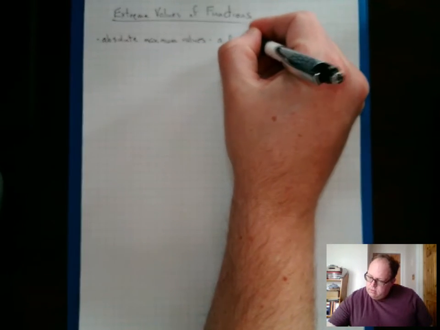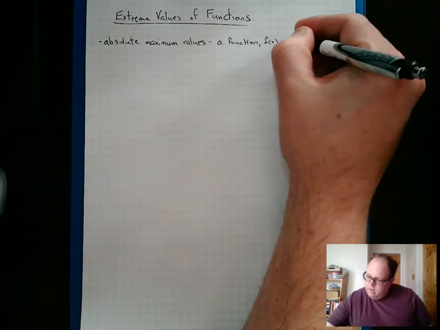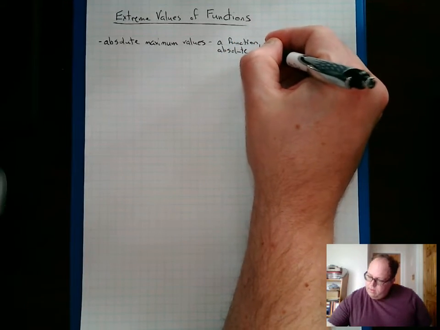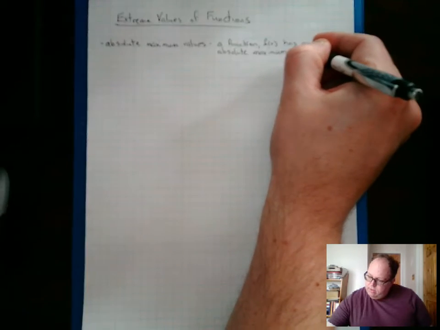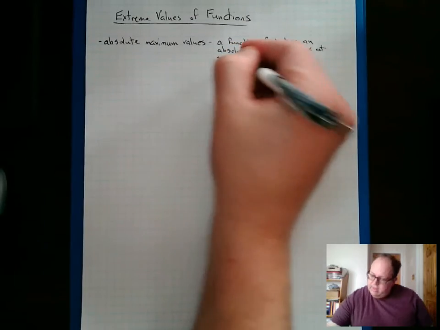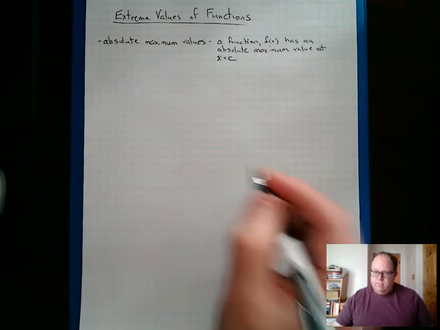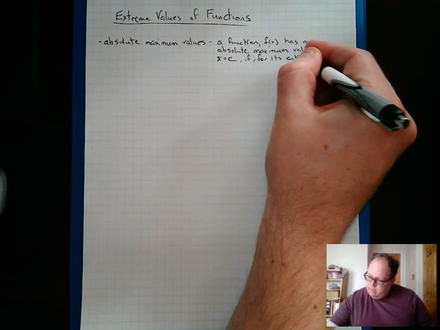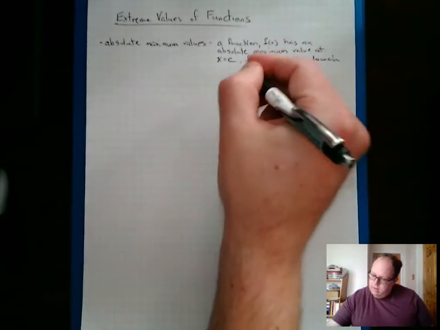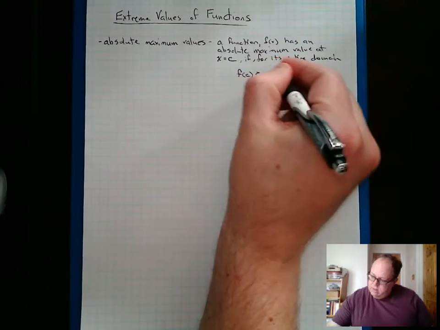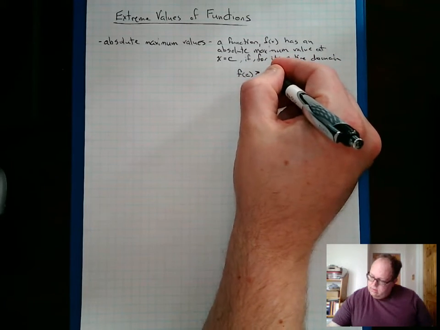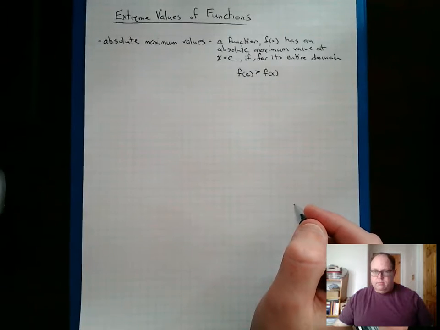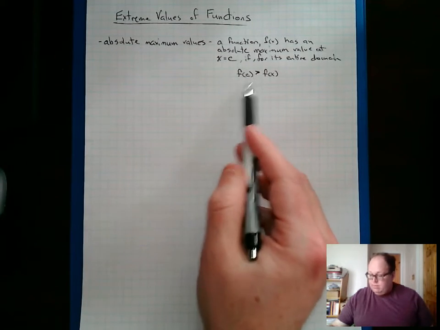a function f of x has an absolute maximum value at x equals c if, for its entire domain, f of c is greater than f of x. Basically saying that that's the highest point in the whole setup.